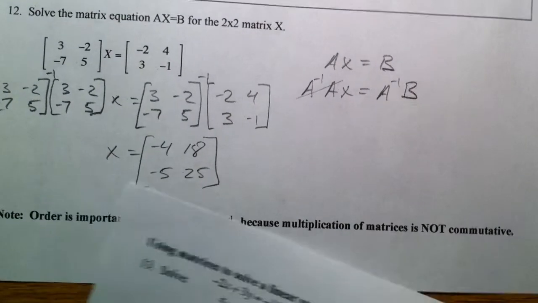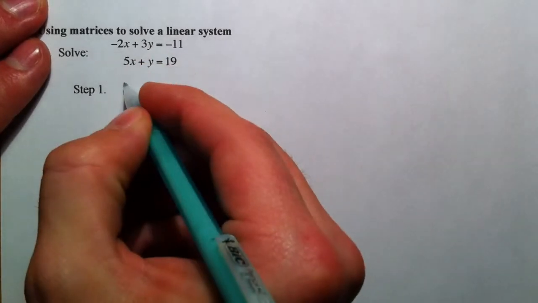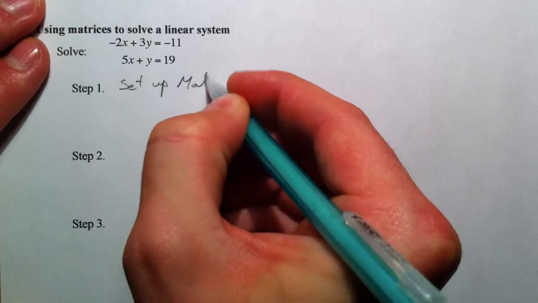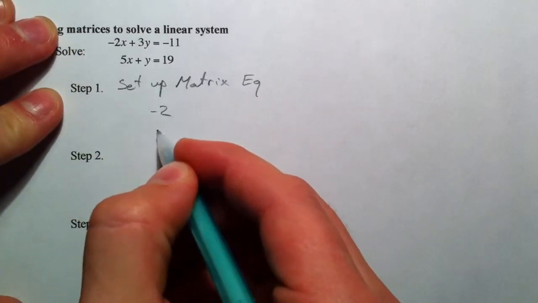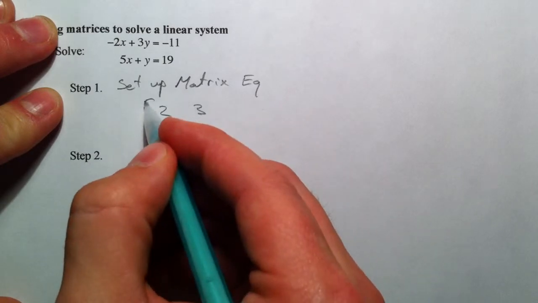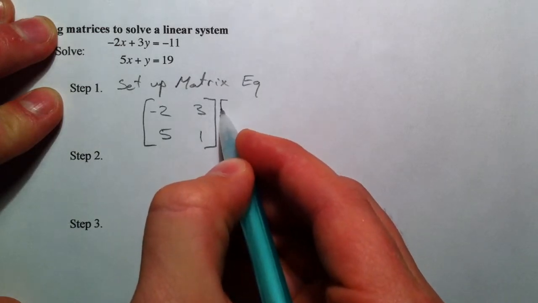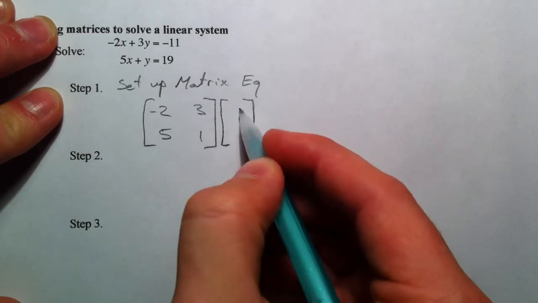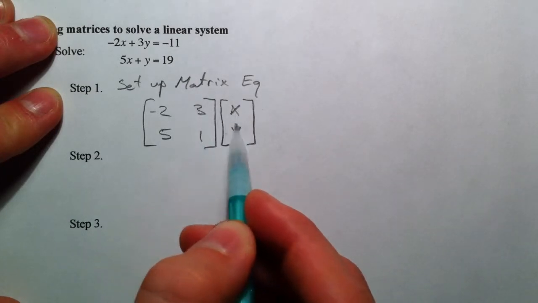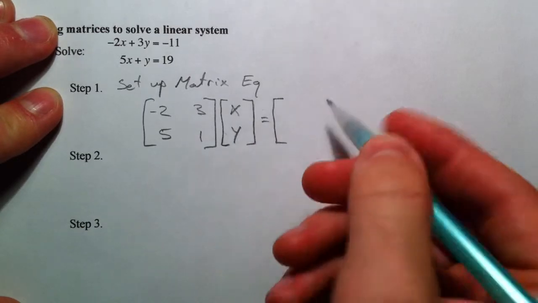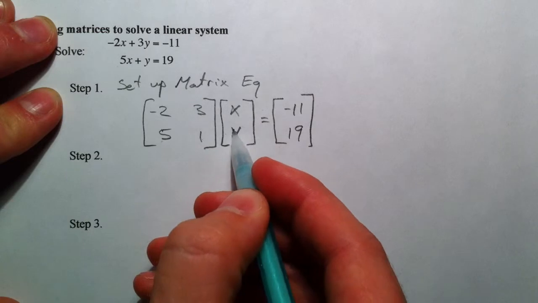So now let's use it to solve a system, really to get to the heart of it. First thing you want to do is set up your matrix equation. We have a matrix -2, 3, 5, 1. This matrix is just all the coefficients. You have an x column and a y column. And when you multiply matrices, remember that you multiply the row times the column: -2 times x plus 3 times y equals -11, and 5 times x plus 1 times y equals 19.